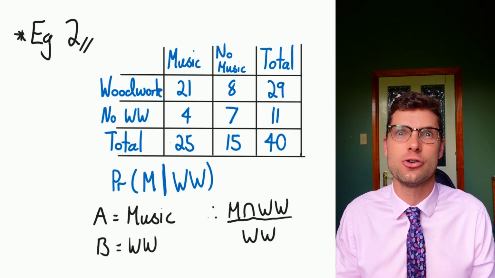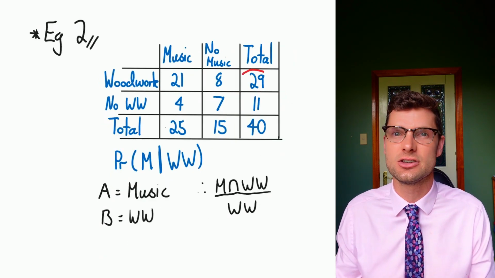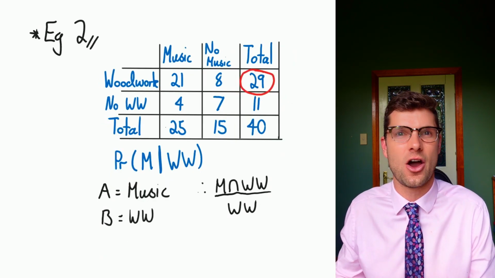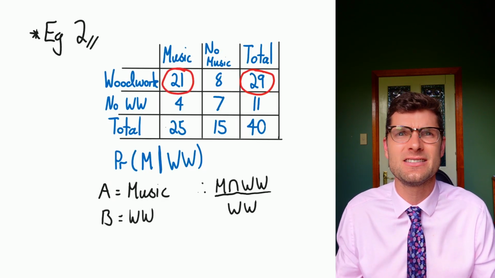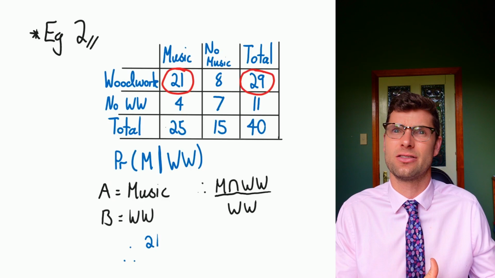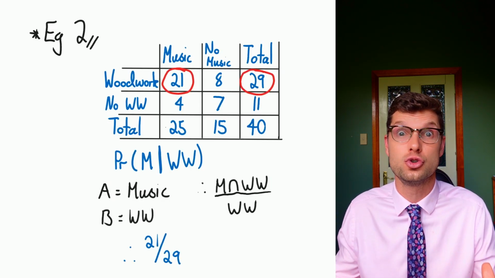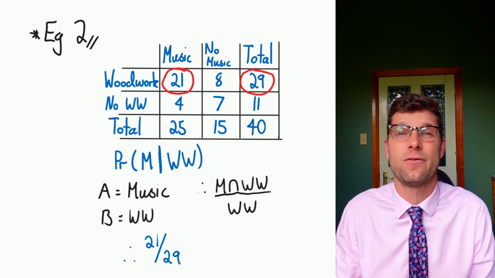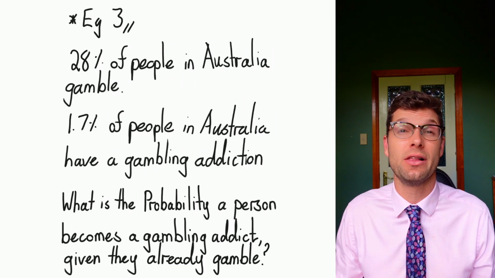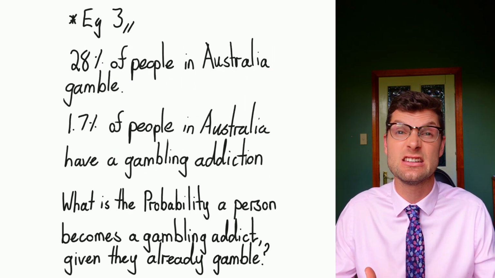So this is nice and cruisy off the table. There's only 29 people that do woodwork in total. And of those 29 students, 21 of them are doing music as well. So that means that my answer is just, hey, the people that are doing both, 21, divided by the people that do woodwork, 29. 21 divided by 29 doesn't simplify. That's your final answer.